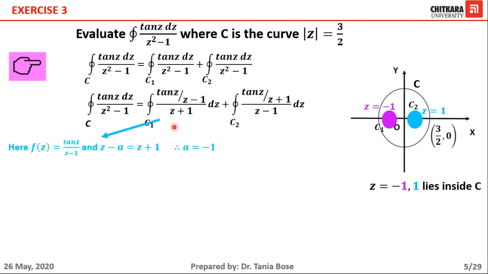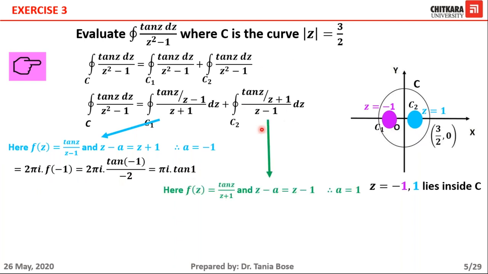But when you compare it with Cauchy's integral formula, your f of z is tan z upon z minus 1 and z minus a becomes equal to z plus 1. So you get the value of a as minus 1, and when you compute it using the Cauchy's integral formula, you will get your answer as pi iota tan 1.